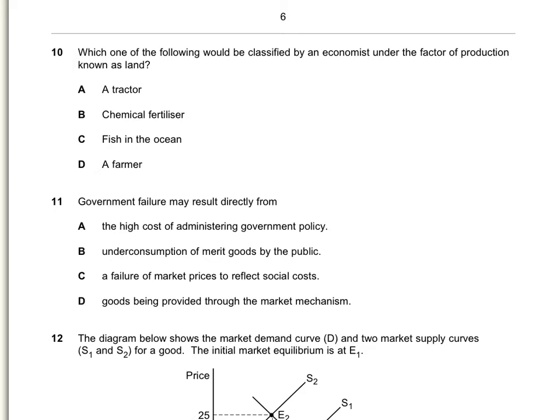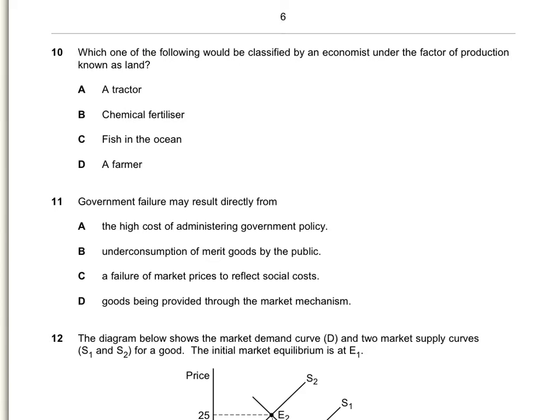Question 10, straightforward, factors of production. So we know there are 4 factors of production, but specifically land. If we look at these options here, there isn't anything that looks like land, but land includes raw materials. So fish in the ocean would be regarded as the factor land.